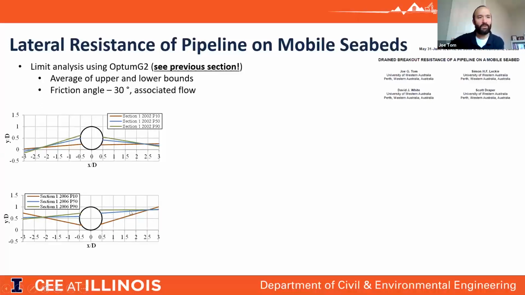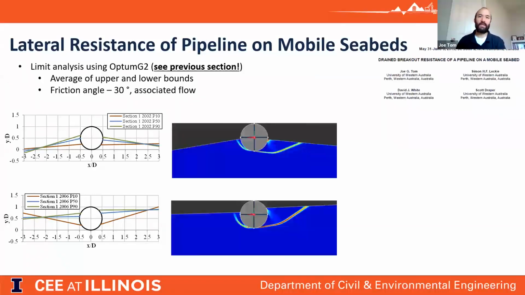Then if we look 4 years later, that median profile is now about 70 to 80% embedded. And instead of a downward sloping seabed, we have either a flat or upward sloping seabed. So thinking about what that means in terms of the amount of soil that needs to be pushed out of the way to push the soil sideways, there's a lot more soil in this case.